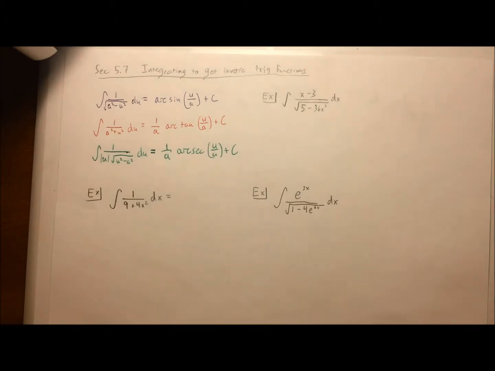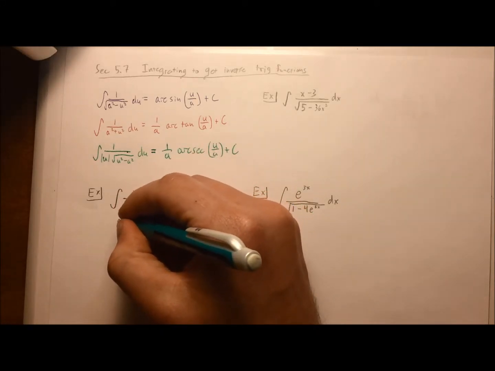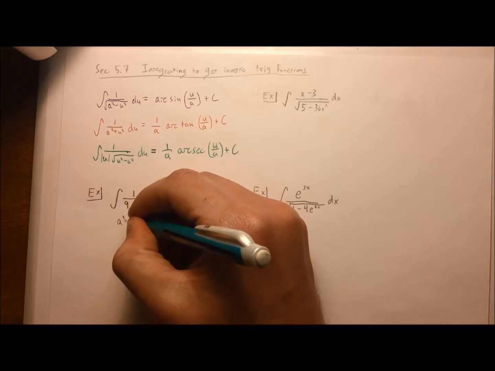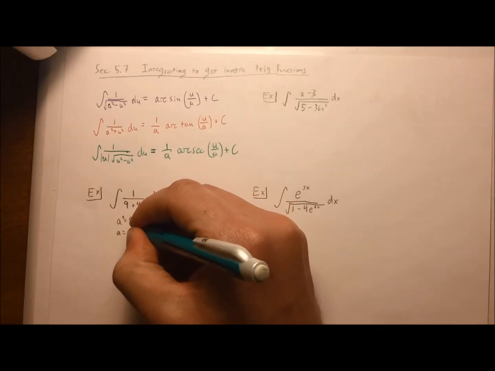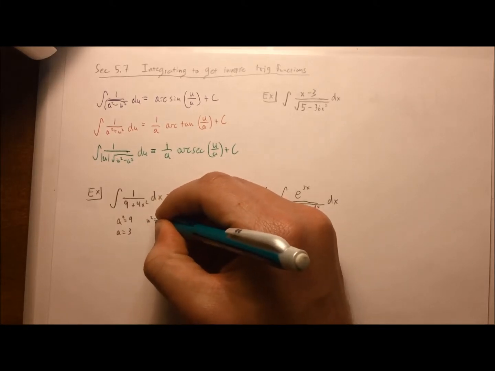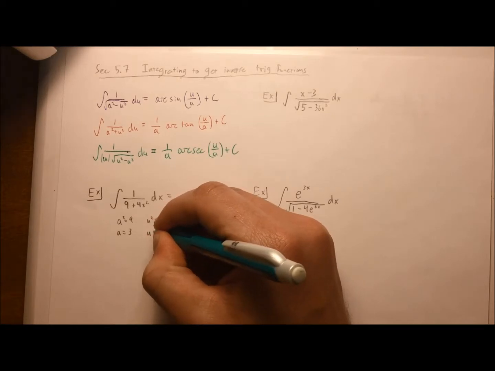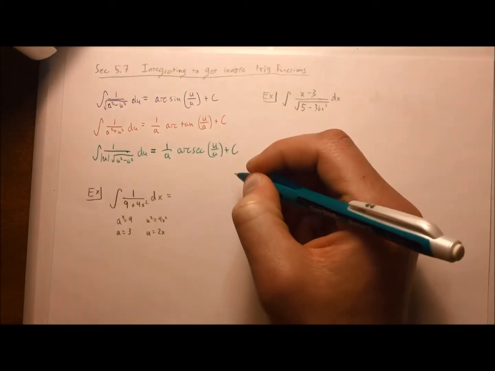Down here then, the big goal of this whole thing is to figure out what is a and what is u. This one's not too tough. A squared is going to equal 9, so that means a is going to equal 3. U squared is 4x squared, which means u is 2x.